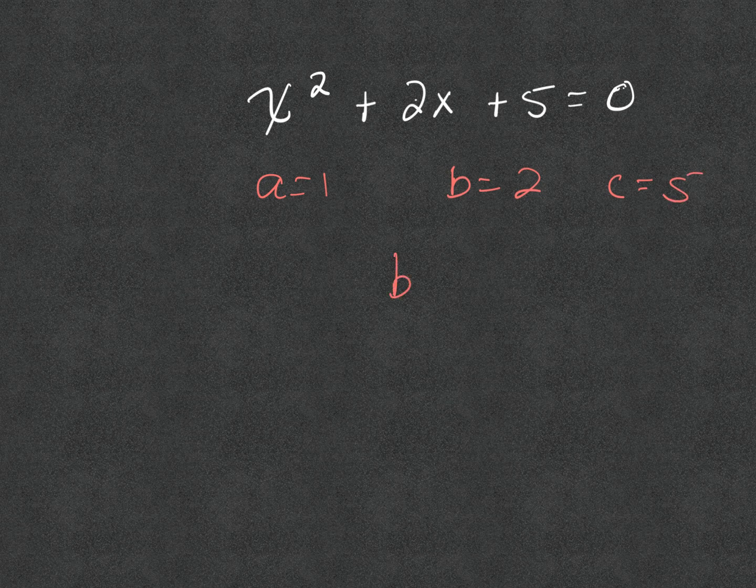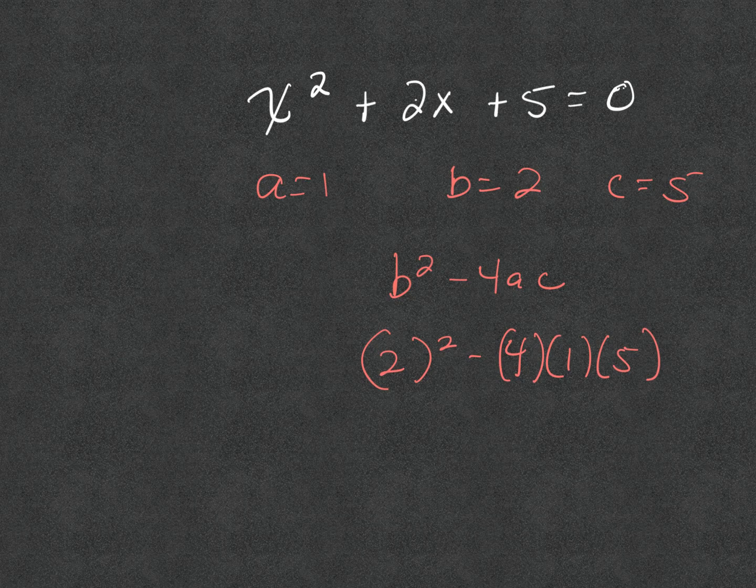The discriminant is b squared minus 4ac. Okay, so that's going to give me 2 squared minus 4 times 1 times 5. Ooh, wait a minute. This is negative. So when we do this, what do we get? Well, we're going to get 4 minus 20, negative 16. That means you don't have real solutions. So there's no real solutions.